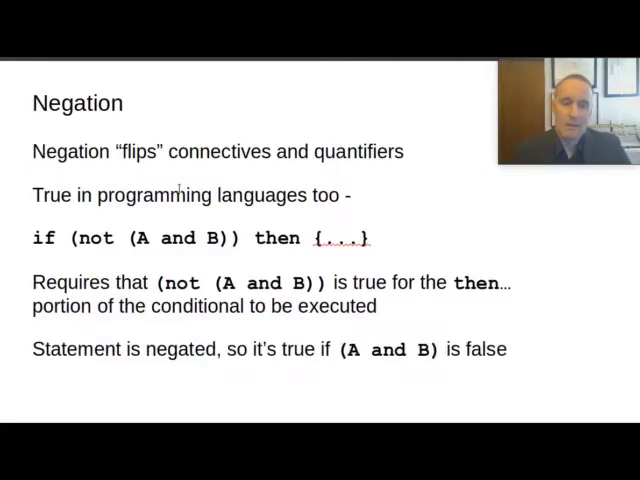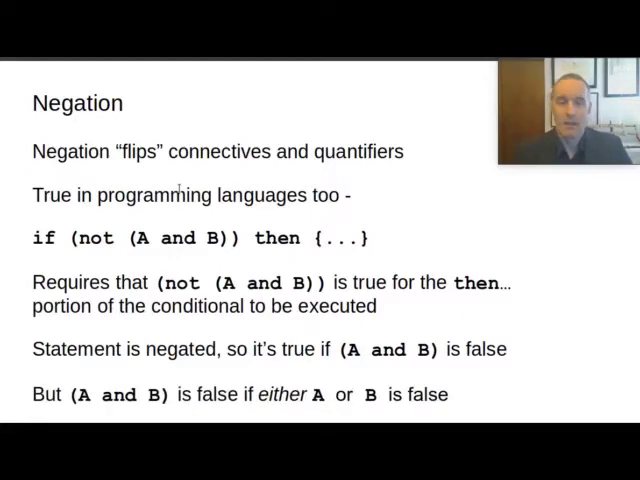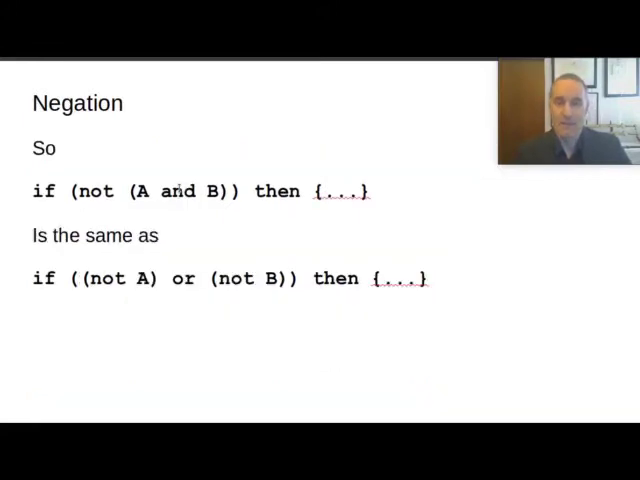And note that the statement is negated, right? So this statement is true if the subsidiary statement A and B is false. Now, if you have a conjunction, an and, A and B is false if either A or B individually is false, right? If you have false and true, the result of that is false. Both A and B have to be true. So if either one is false, then the whole statement is false. Okay, so you can then easily restate this with that in mind.